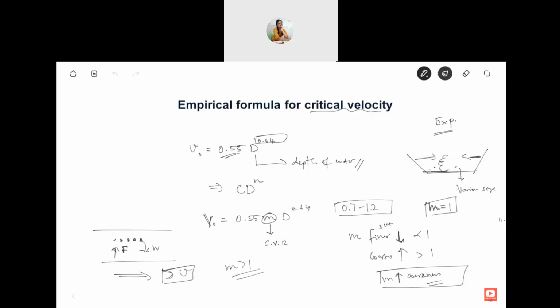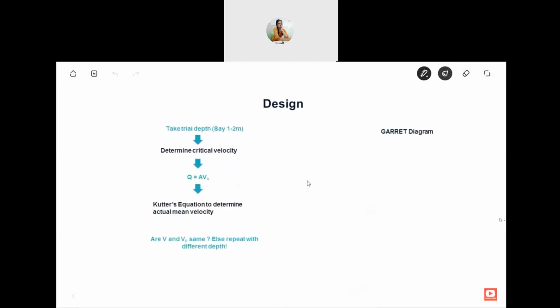Let us see how we design based on these theories. What you should do is, first you should take a trial depth. Let us say you just assume a depth of 1 to 2 meter. You can assume any depth, or it could be greater also, it depends. So first you start with the assumed depth. Let us say it is 1.5 meter. And based on the formula which you just saw, you determine the critical velocity.